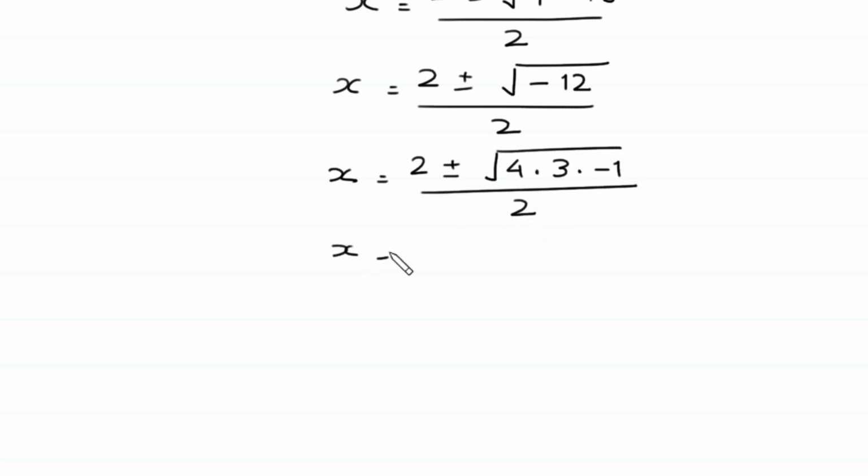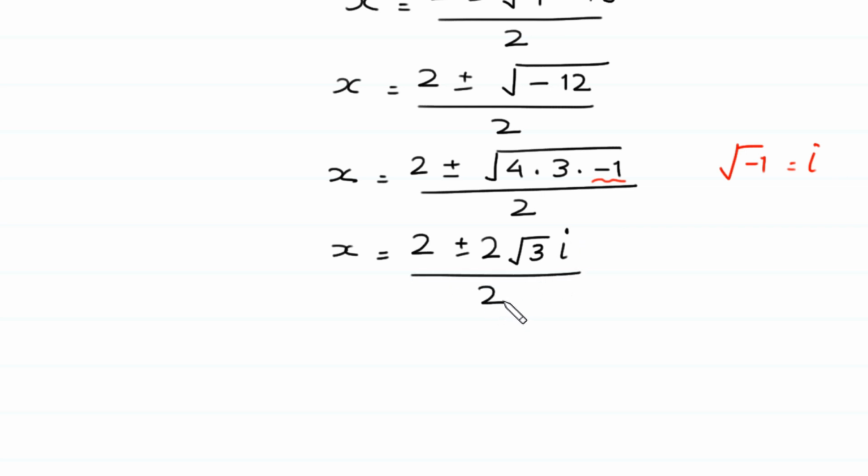And x is equal to 2 plus or minus the square root of 4, which is 2, times the square root of 3, and this square root of -1, the square root of -1 is equal to i. So we write here i divided by 2.